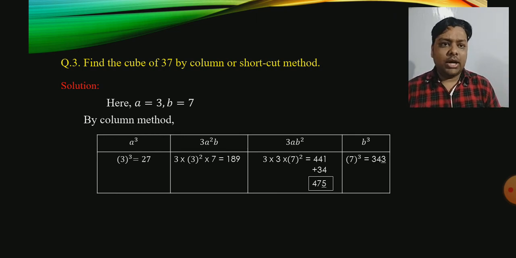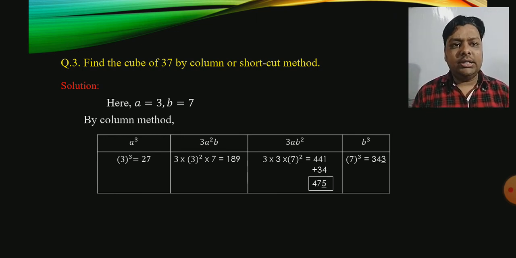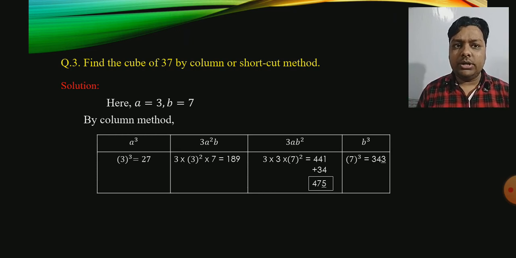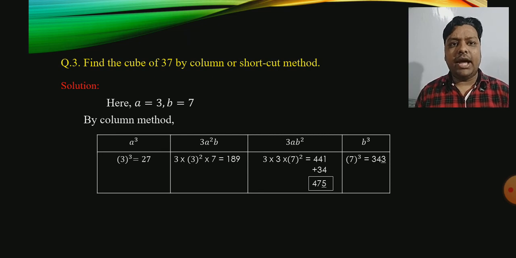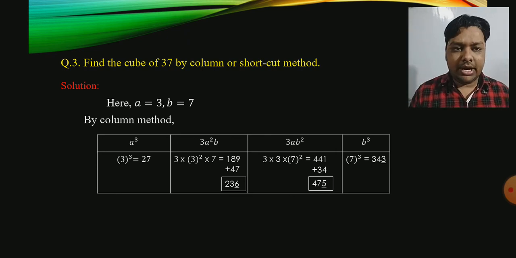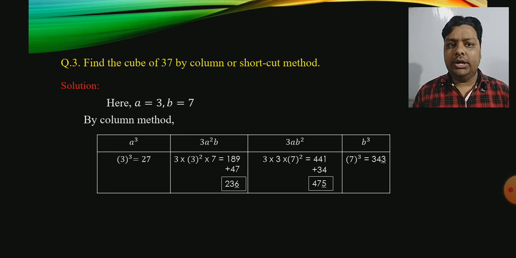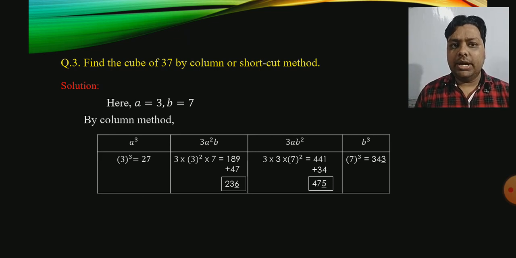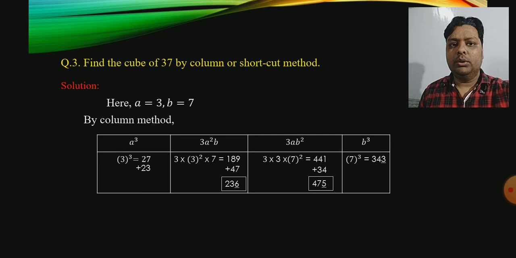475. Okay, and then again we will underline the unit digit of 475, it means 5. Then what is left? 47. And that 47 again we will add with the value of 3a square b, it means 189. So 189 plus 47 is equal to 236. Okay, students? And again we will underline the unit digit, it means 6. Now what are the rest 2 digits? 23. So 23 we will add with 27, it means the value of a cube. Okay, then what we will get?